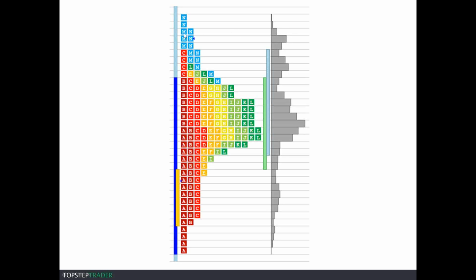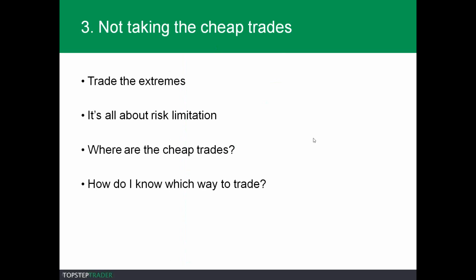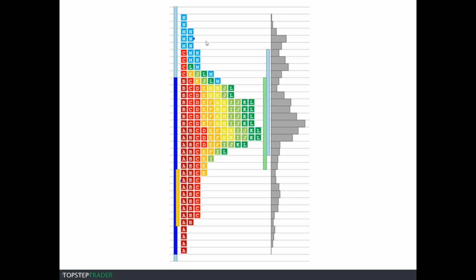M is 2:30 to 3 o'clock, N is 3 o'clock to 3:15. In 45 minutes, we had stacked up more volume in this area than we had in an hour and a half here. That would lead me to believe that this market was probably more likely to break out to the upside than the downside. Of course, we're trading there.